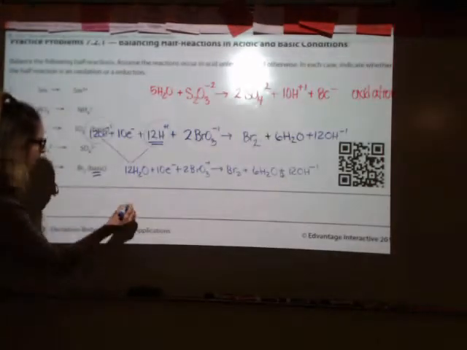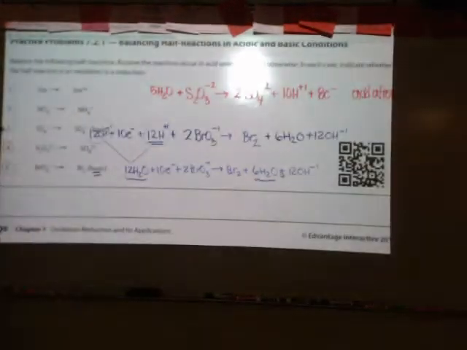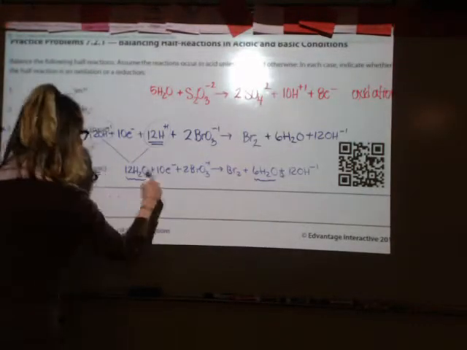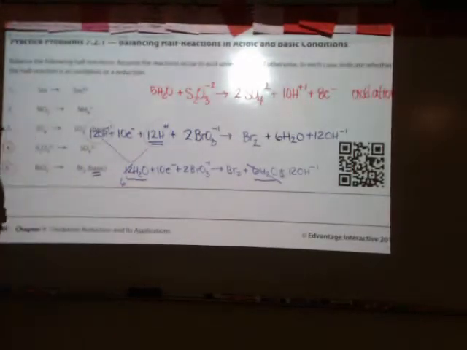So since you have 12 water here and 6 water here, you would subtract the 6 from here. So this is gone, and now this is 6. Do you want me to rewrite it, or do we understand?